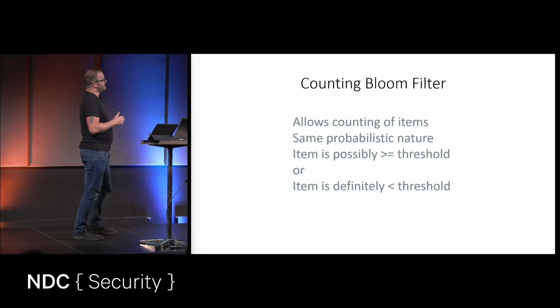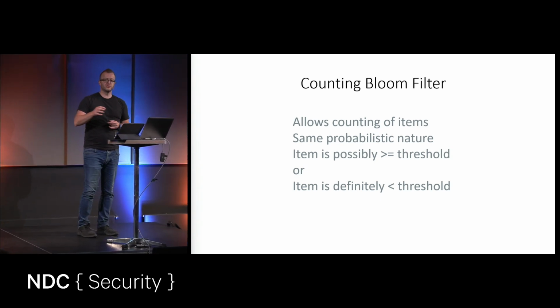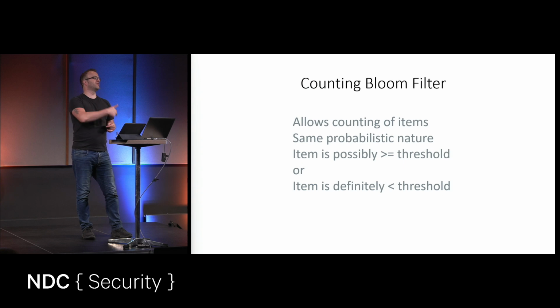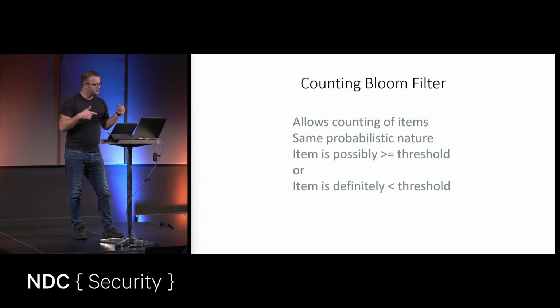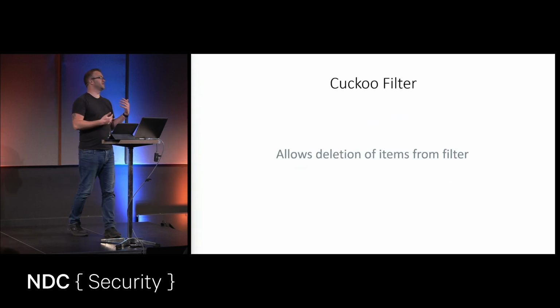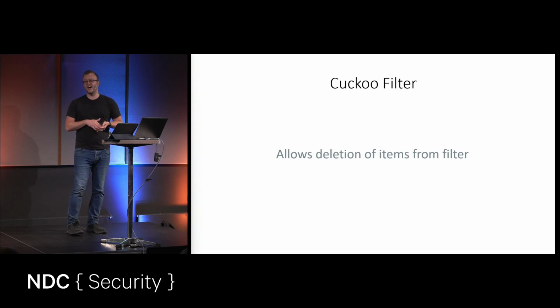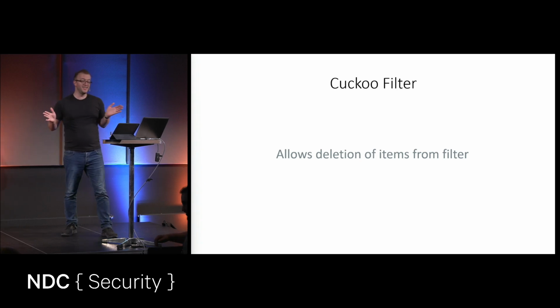Right, so then it's like, oh, well, okay, counting bloom filter is great. What if I put something in the filter and I want to unset that? In a bloom filter, you can't do that because you're potentially unsetting the bits for other items as well. So for that, you have to use a cuckoo filter. Cuckoo filters allow deletion of items from the set, right? And you can keep going with this.